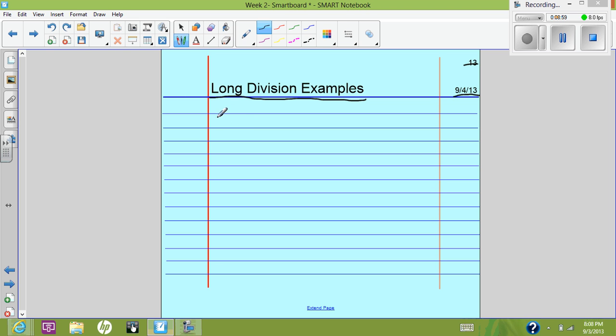So let's go ahead and take 44, and we'll divide that by 5. Okay? Now you can pause your computer and see if you can come up with the correct answer.